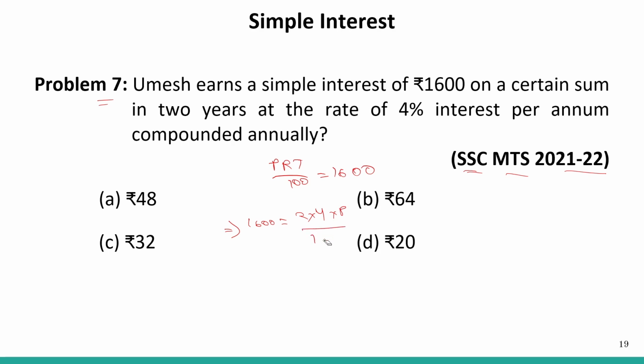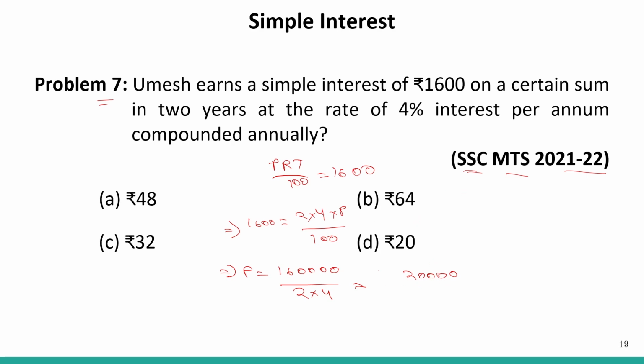So what we can do is, this implies that P is equal to 1600, okay, 2 into 4 is equal to 8, right? So this will be equal to how much? 1,60,000 divided by 8, so it will be 20,000. So 20,000 is the answer here.